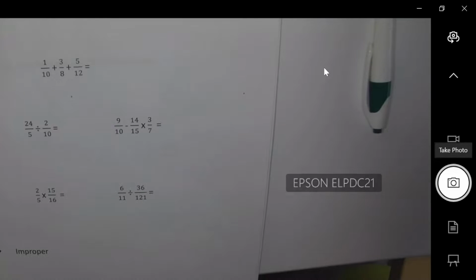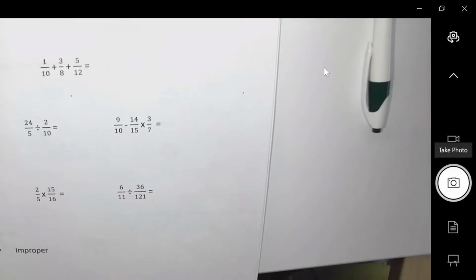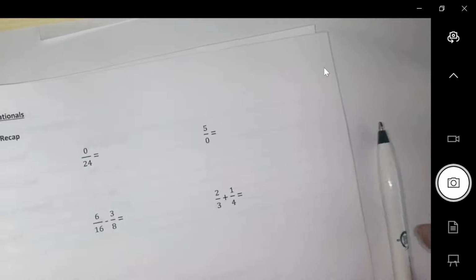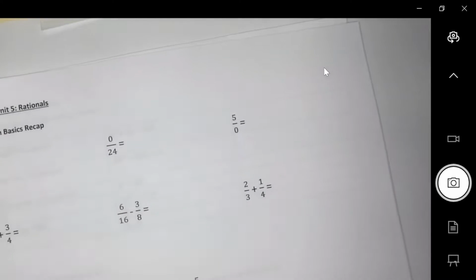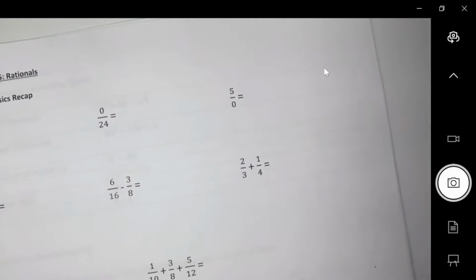Okay, so the rationals unit is dealing with fractions, and it's called rationals because these aren't just number fractions. We're going to be dealing with fractions that have variables in them. Okay, but let's recap in the past what you've done in math with fractions.